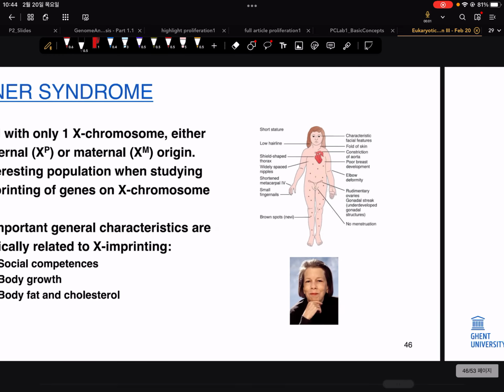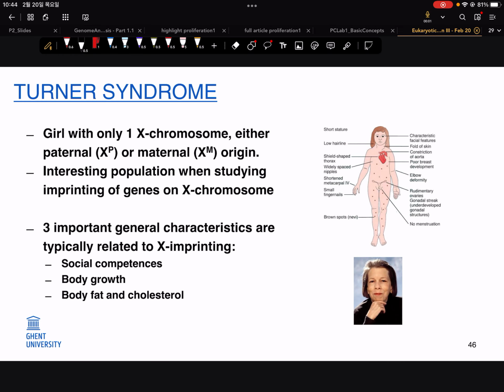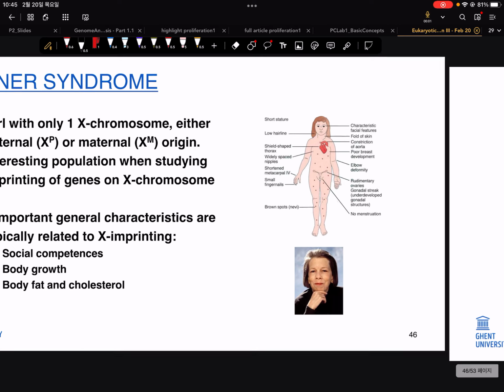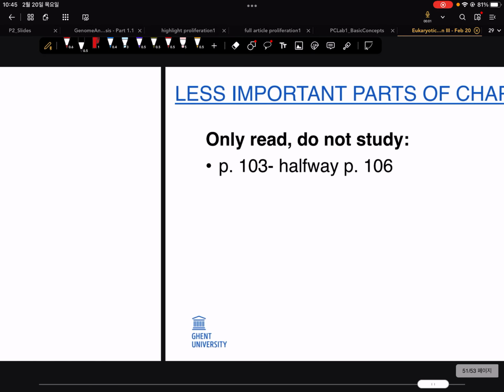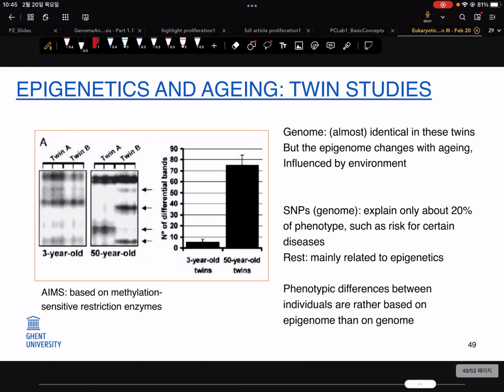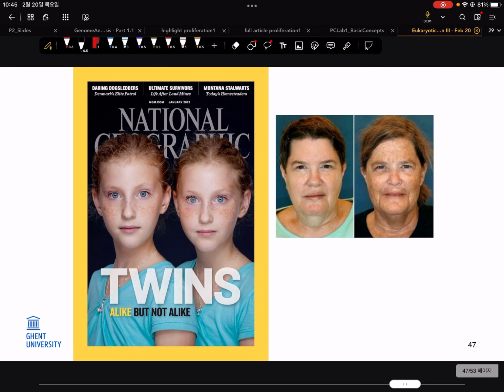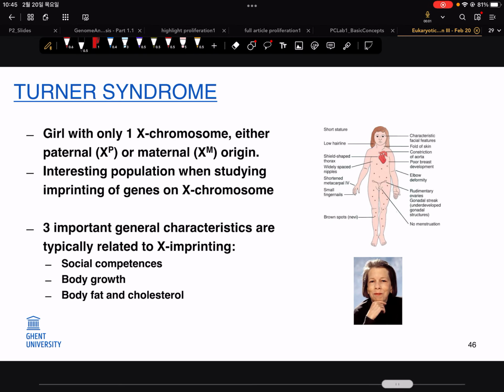And by doing so, we have discovered that X chromosome imprinting often has effects on social competences, on body growth, on body fat and cholesterol. Things that are typically different between females and males. And I could potentially add, X chromosome inactivation, and the imprinting patterns that we see there, could potentially even explain why females and males are different. And I'm talking about biological females and males. I'm not talking about gender.